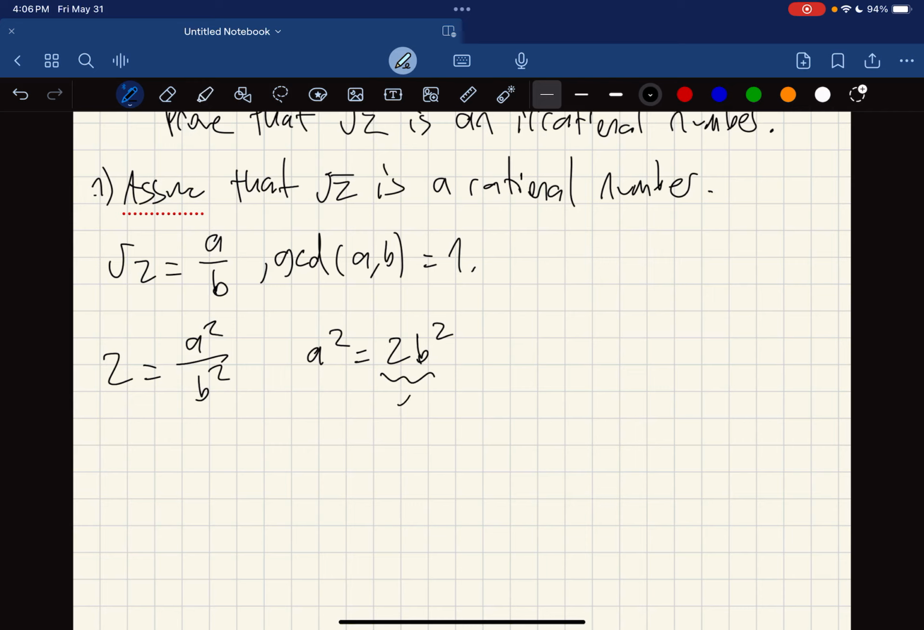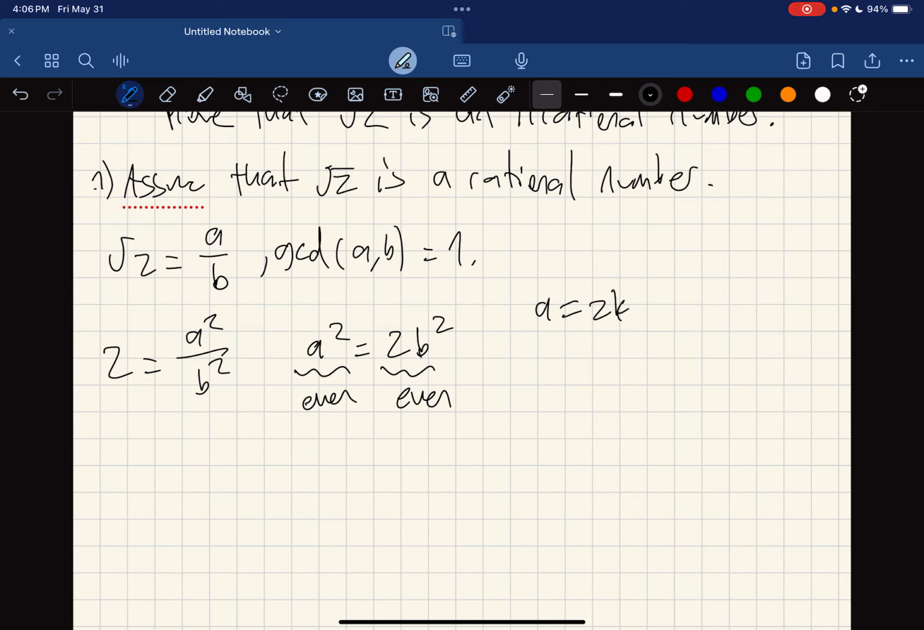The right side is even, so the left side needs to be even too. Since a squared is an even number, this implies that a should be an even number too, since an even number multiplied by an even number is even, but an odd number multiplied by an odd number is odd. We know that a is an even number, which by the definition of even numbers means a is equal to 2k, where k is an integer.